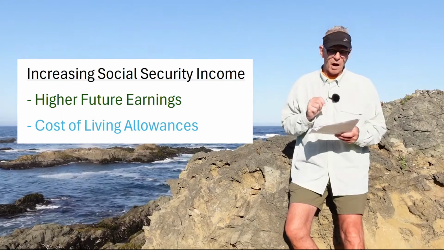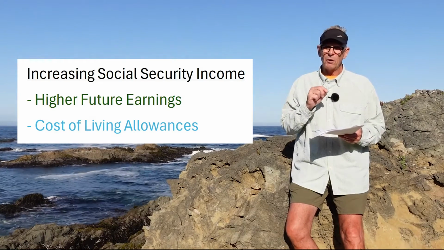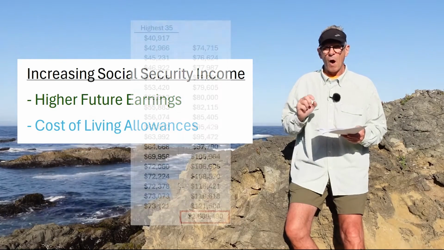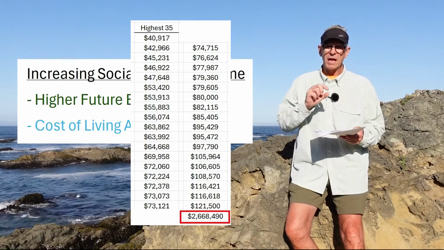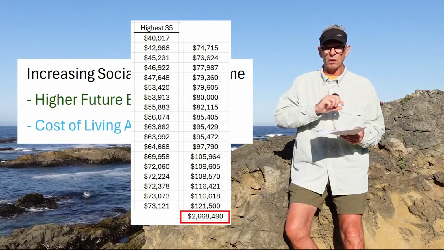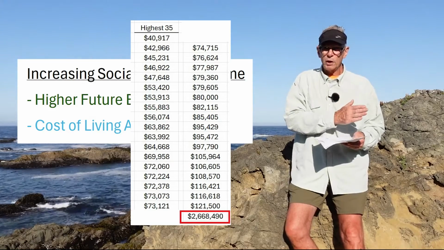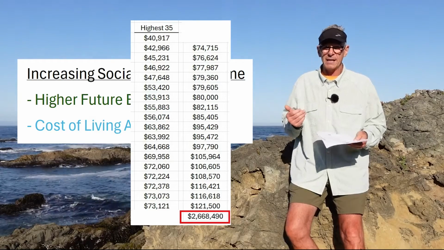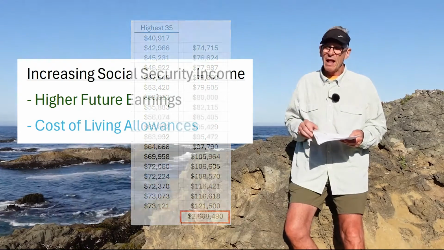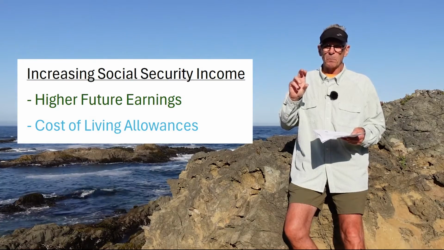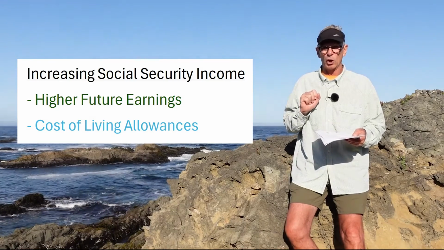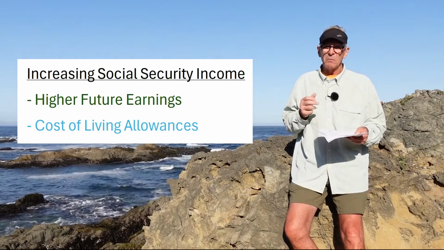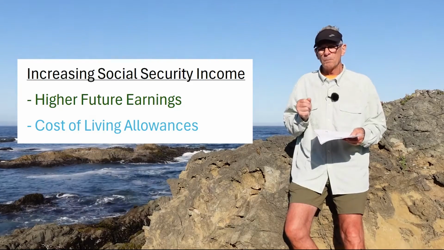First, higher future earnings. So if my future earnings for 2025 and 2026 out into the future are higher than my previous 35 years of earnings, they'll push out those lower numbers and put in the higher numbers for 2025 and 2026 if my income is in the highest 35. That will marginally increase my average indexed monthly earnings, which is then used in the bend point formula. Not huge, but it could be substantial.